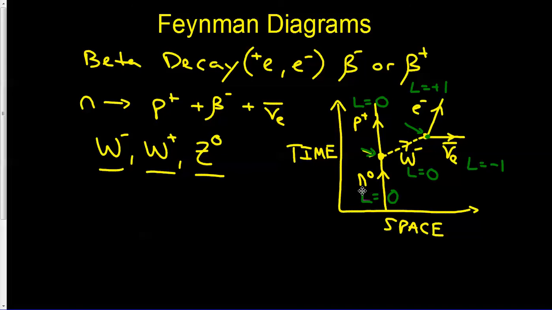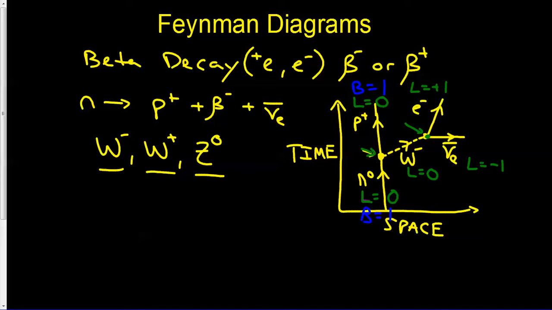And then baryon number, let's see if we can see blue. Baryon number in blue here: a proton is a baryon, so it has a baryon number of 1. A neutron is also a baryon, and it also has a baryon number of 1.